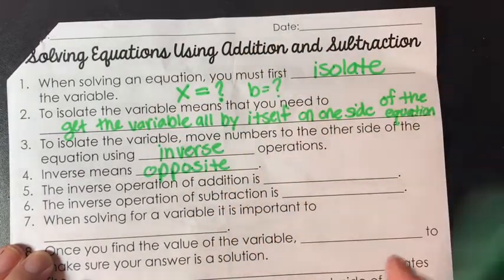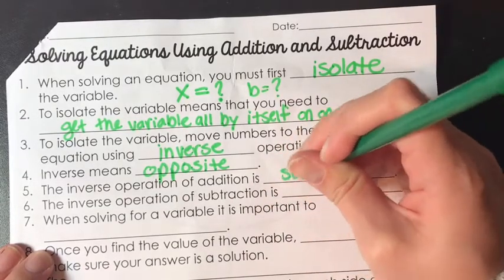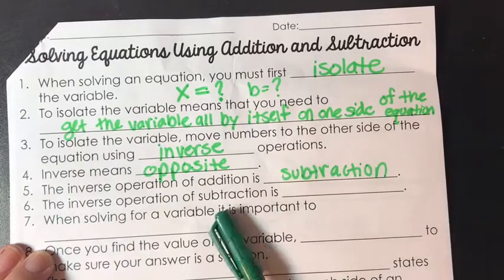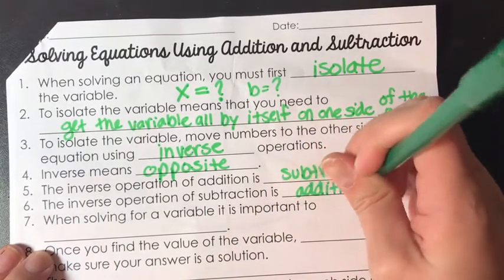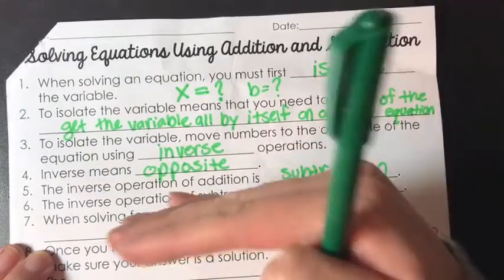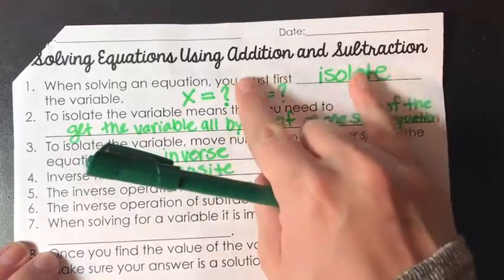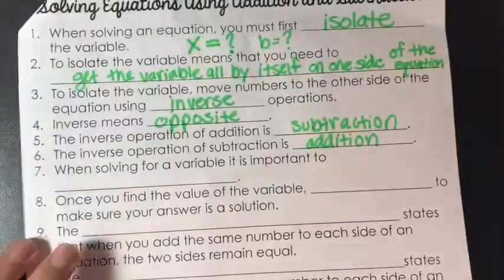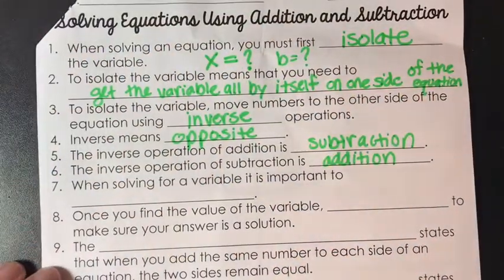Inverse means opposite, and the inverse operation of adding is subtraction, and the inverse operation of subtraction is addition. They are each other's opposites because they are at the same level of power in PEMDAS, so that's why they are each other's opposite. You'll see Miss Madera doing this with her hands. They are each other's opposite operations.